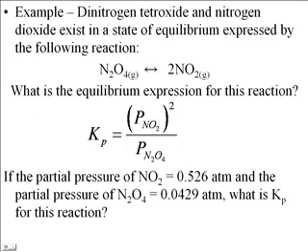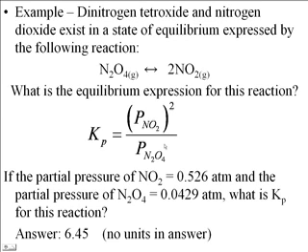So now if they were to actually give us the pressures of NO2 and the pressures of N2O4, we can just put those numbers into the equation. So we'd put 0.0429 up here where our NO2 is. We would square it, and then we would divide, or excuse me, I said that backwards, didn't I? The 0.526 would go up here, and we would square that, and then we would divide by 0.0429, and then we would get our answer of 6.45.